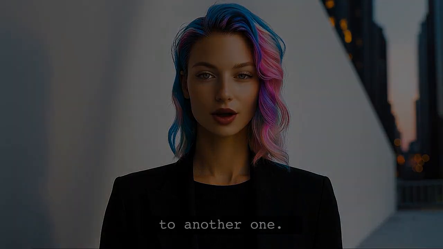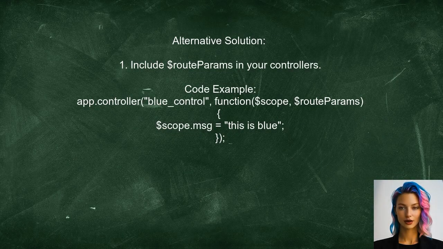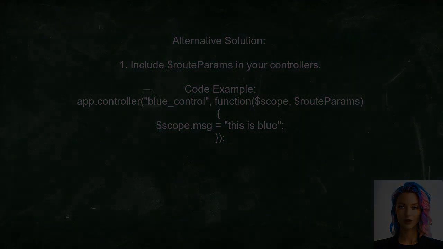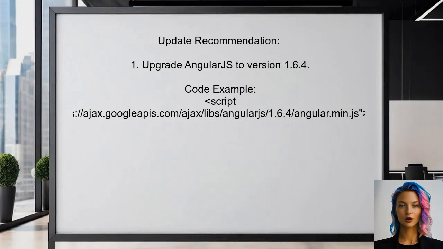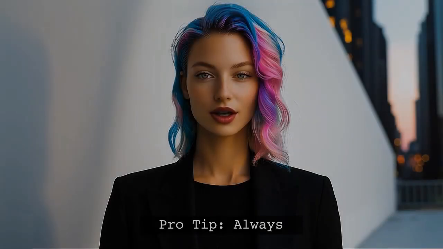Let's move on to another one. An alternative solution suggests that the issue arises because the variable route provider is not assigned to your controller. This prevents the controller from accessing .params. The user recommends modifying the controllers to include route params. Additionally, the user advises upgrading to a newer version of AngularJS, specifically version 1.6.4, to ensure compatibility with the routing features. Here's the pro tip.